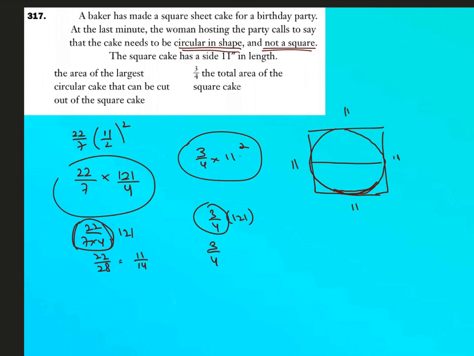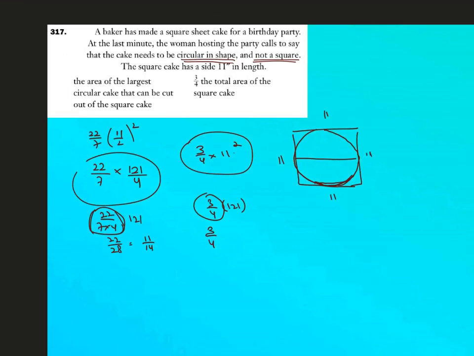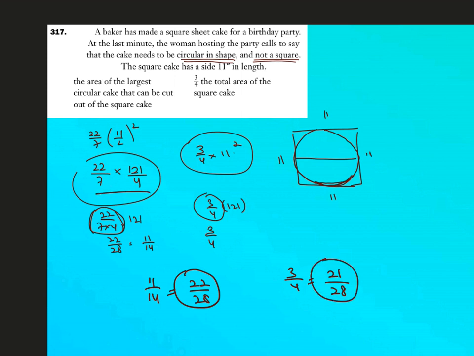Now the way to compare these is to make the denominator the same. If I make the denominator the same, that's actually the LCM, which is 28. So 11 upon 14 is actually 22 upon 28, and 3 upon 4 is 21 by 28. So clearly 22 upon 28 is more than 21 by 28. Hence this area is more than this area, which also implies quantity A is more than quantity B.